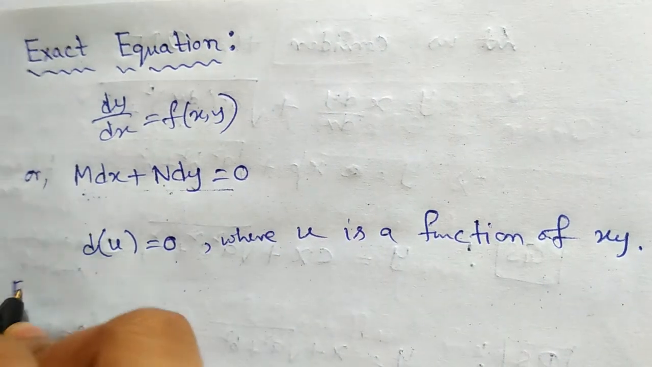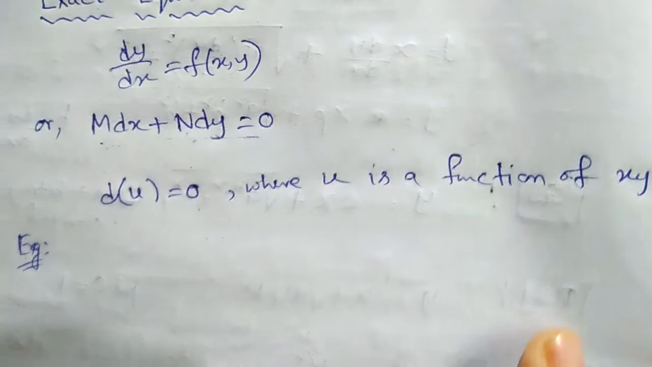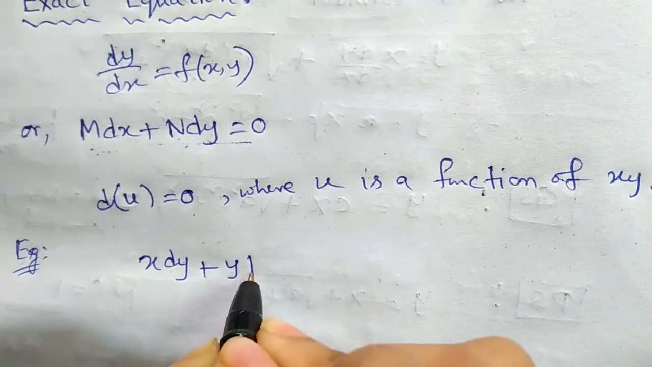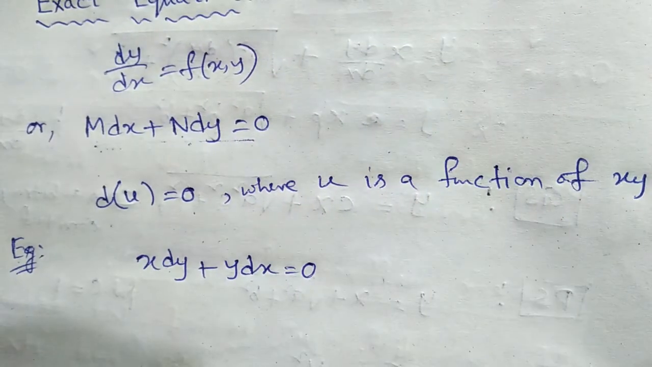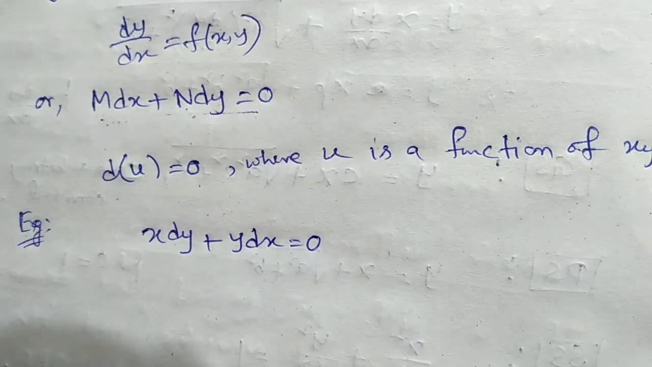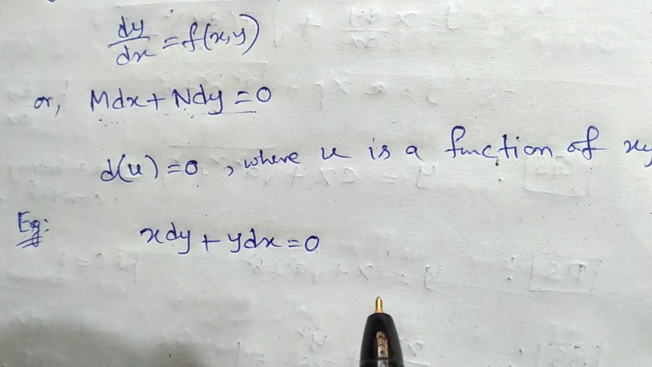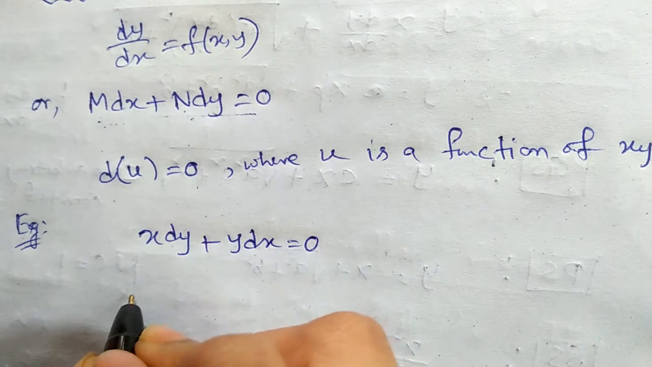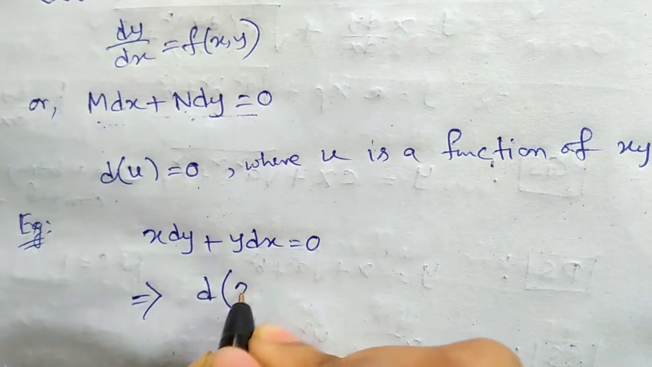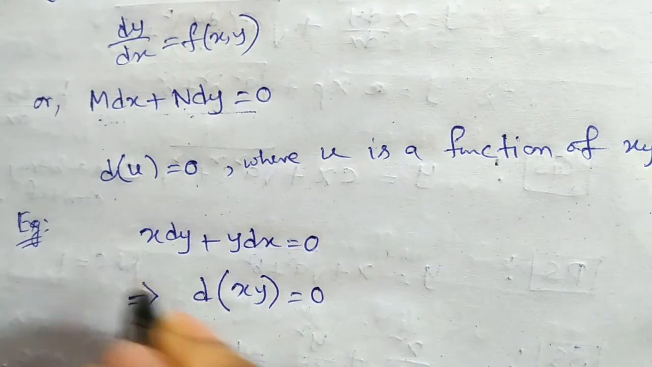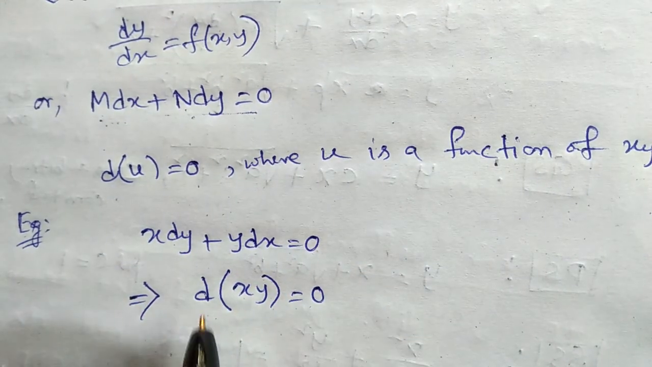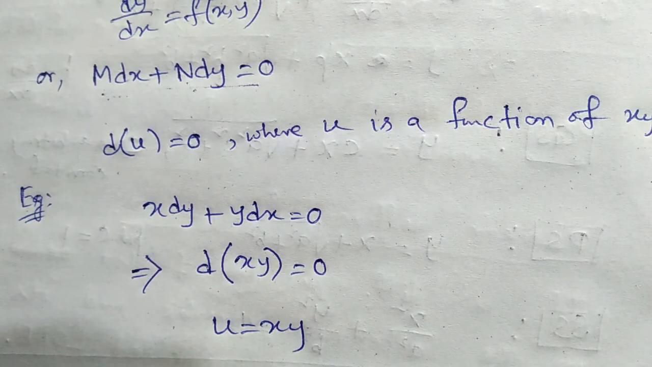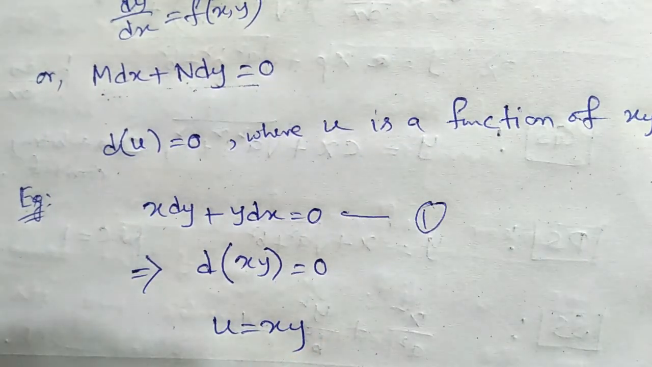So for example, let us consider the equation x dy plus y dx equal to 0. Now this is our given ODE. This equation is said to be exact if we can express it as du equal to 0. See, we can write it as d of xy equal to 0, since x dy plus y dx equals d(xy). So here u is xy, a function of x,y. So this given equation 1 is exact.